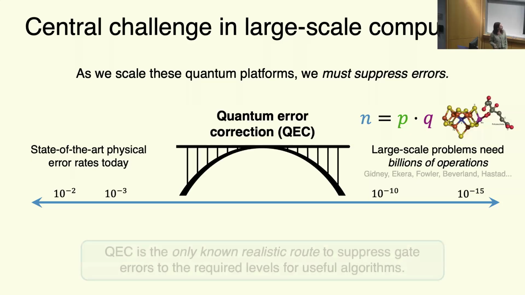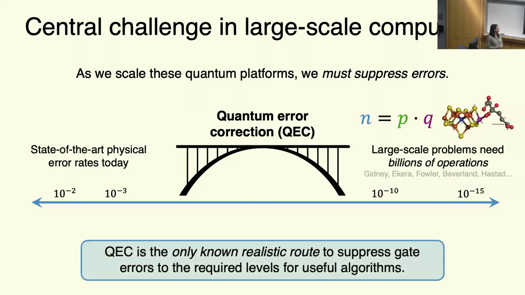And quantum error correction is really the only known realistic route to suppress gate errors to the levels that we need. So we don't really expect to be able to build this perfect quantum physical device that can get these super low error rates. We expect to have to do some sort of error correction itself. And that will be the topic that I'll be talking about today.